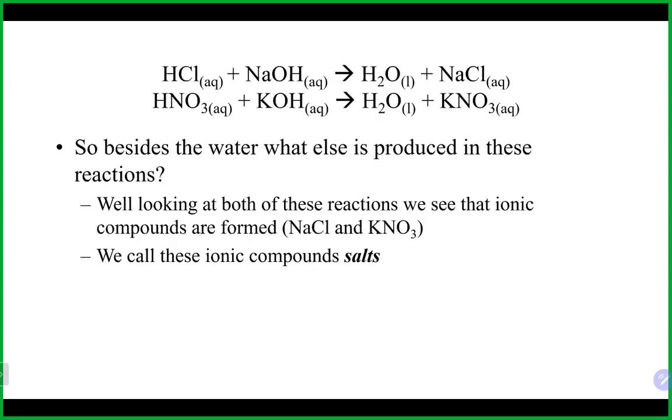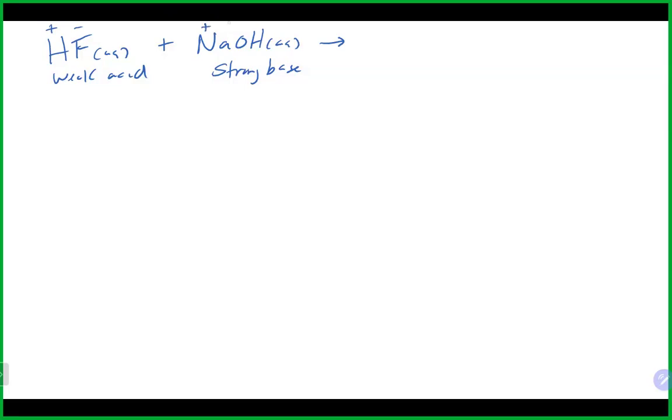Now, to the earlier question of what happens if we do have a weak electrolyte? Let's say we took an acid-base reaction like this, and we took hydrofluoric acid, which we know is a weak acid, and we react it with sodium hydroxide, which is a strong base here. So once again, when we look at the reaction, you should be able to recognize it. Remember, you can think of acids as really like ionic compounds, because the cation is positive, negative, positive, negative.